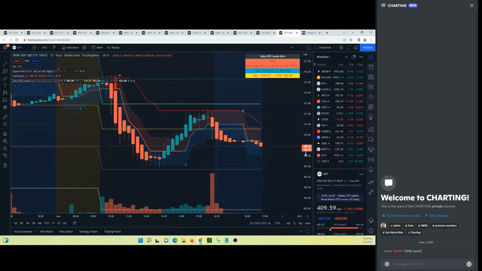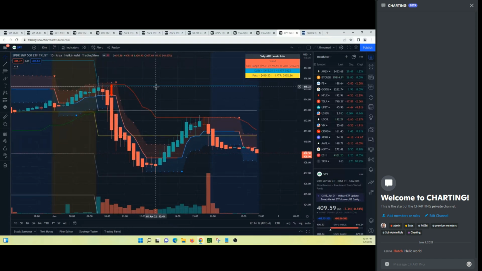So the theory is that white line, at like 413, that's your close from the previous day. Right about here, yeah, this is the line. I'm not sure how it calculates in the overnight session, but it does.